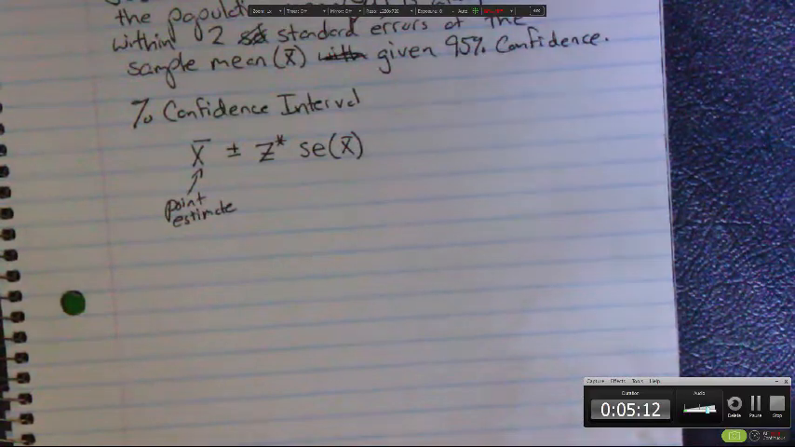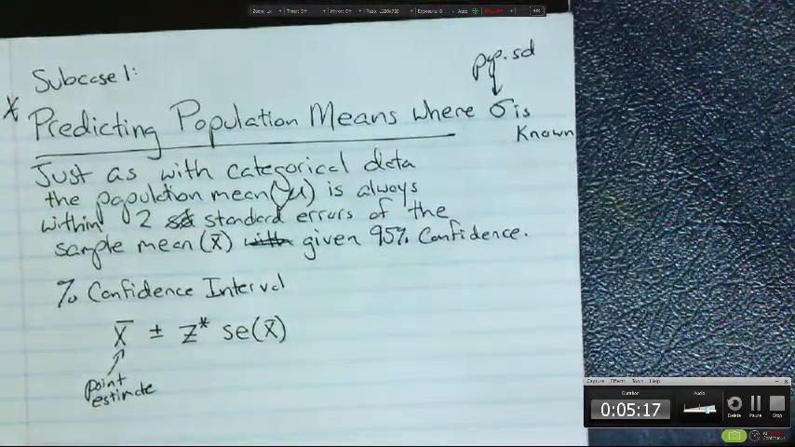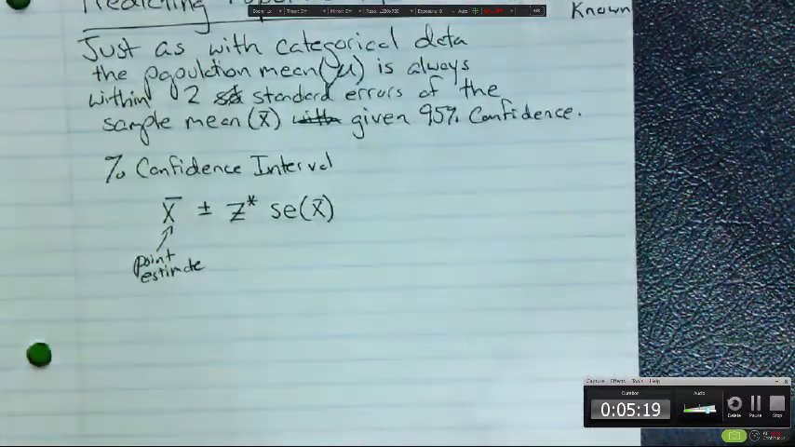Sigma is known. If sigma is not known, we cannot use z-scores. It's something else.